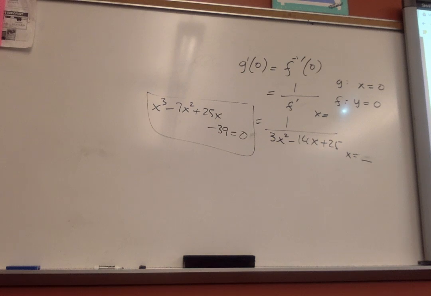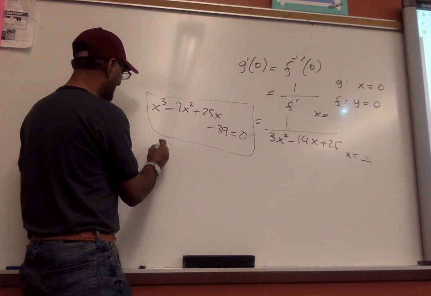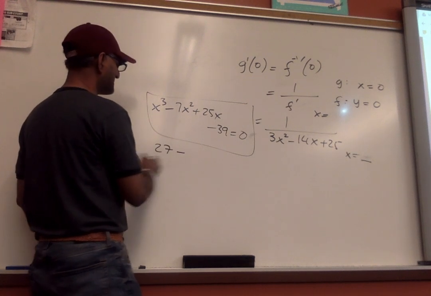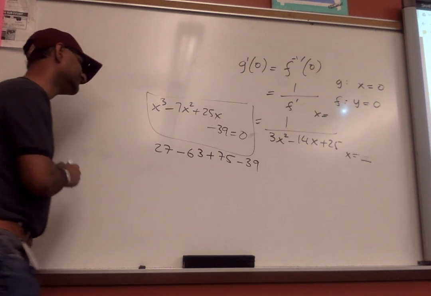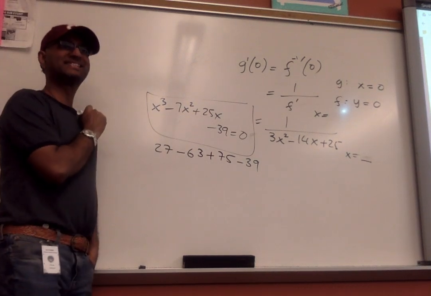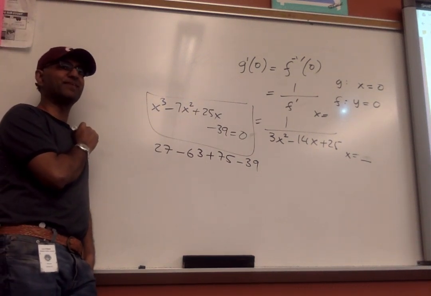Now actually work it out, don't just do mental math. Again, check if 2 works. It's one of the small numbers that will work. 2 cubed is 8. 2 squared, 4, times 7 is 28. 8 minus 28 is negative 20. Does that work? Yes or no? No? Let's try 3. 3 better work. 27. 3 squared, 9, times 7 is 63. Plus 75 minus 39. 0. Yeah, it works.